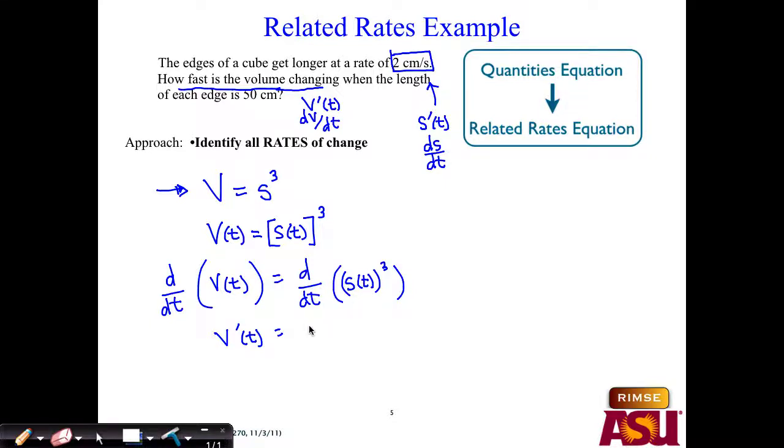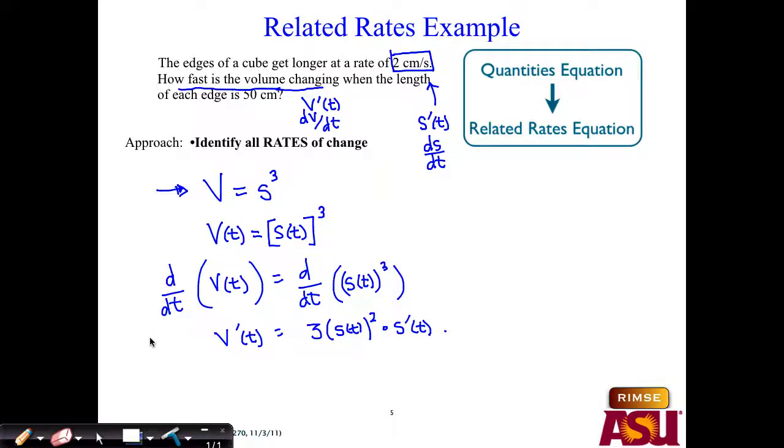the derivative with respect to t, so this is like f of x, and I'm trying to find the derivative of that with respect to x if you like other variables. The derivative of this one would be, let's see, well, 3 times whatever s of t is to the second power, times, chain rule, the derivative of s of t, which is s prime of t.